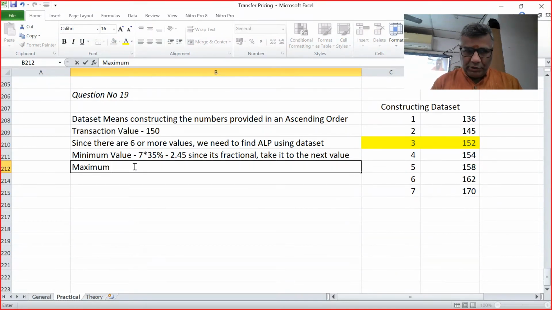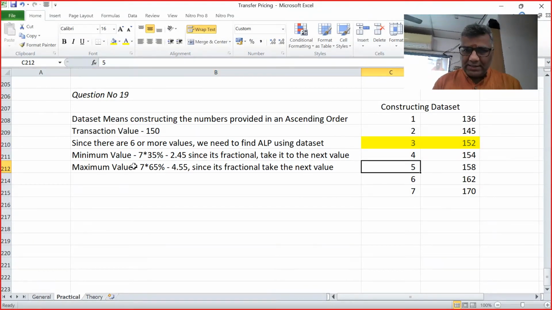Maximum value, 7 into 65%, 4.55. Since it's fractional, take the next value, that is 6. So that is 5. Okay.